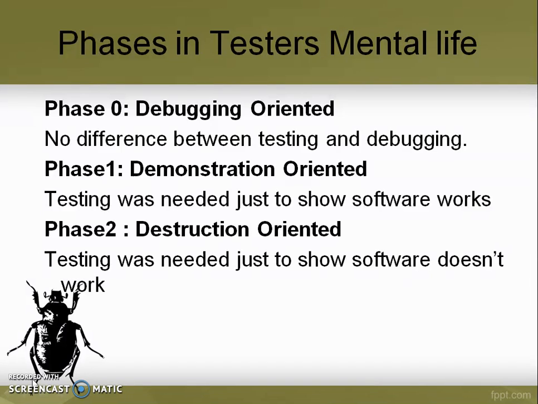So let us see the phases one by one. Phase 0 is called debugging oriented. No difference between testing and debugging. Phase 1 is demonstration oriented. Testing was needed just to show software works. Phase 2, destruction oriented. Testing was needed just to show software doesn't work.